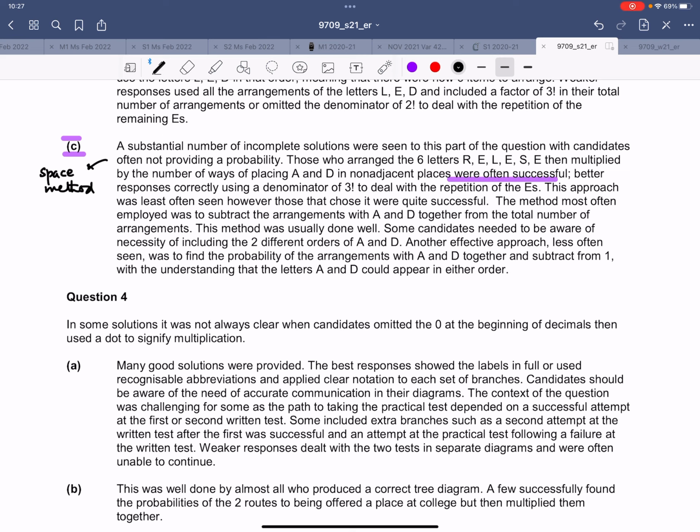However, better responses correctly used a denominator of 3 factorial to deal with the repetition of E. This approach was less often seen. However, those that chose it were quite successful. The method most employed was to subtract the arrangements. So most people did the subtraction of arrangements with A and D together from the total number of arrangements. What else is there?